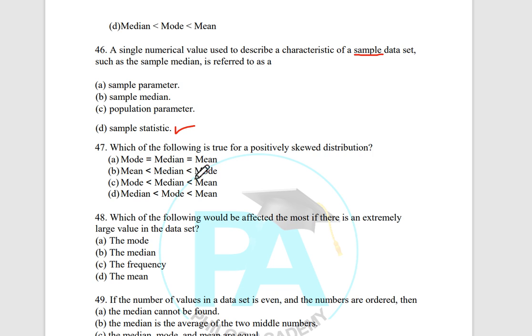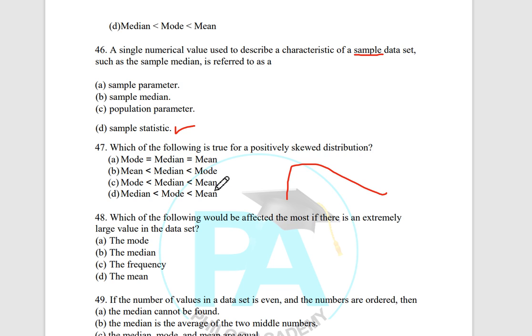Question 47 says, which of the following is true for a positively skewed distribution? I've answered this question when I was answering question 45. Positively skewed means it slants to the right. So the mean should be greater than the median and greater than the mode. So be very careful with options C and D. Mean is greater for the two of them, but look here, the median is at the middle, and here the mode is at the middle.